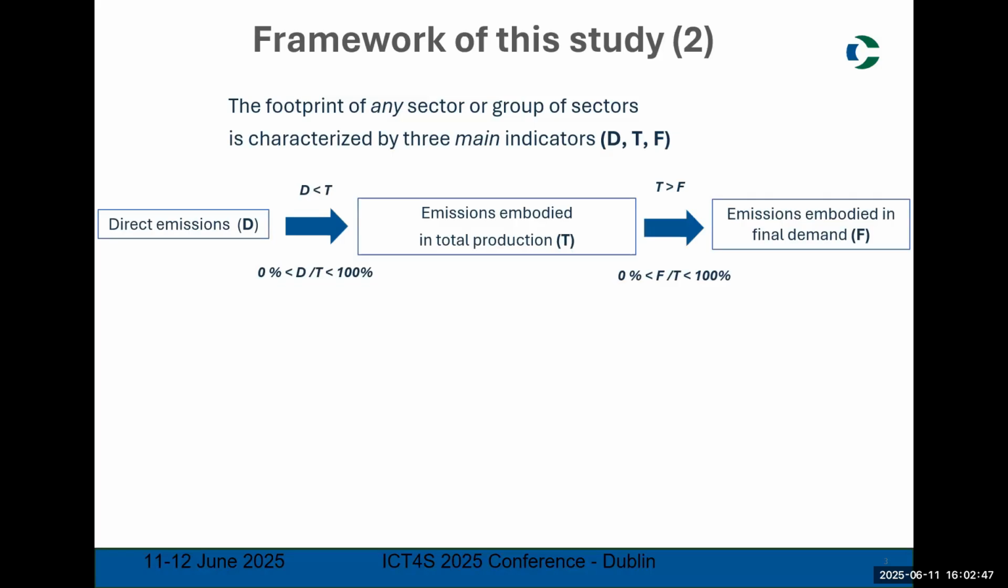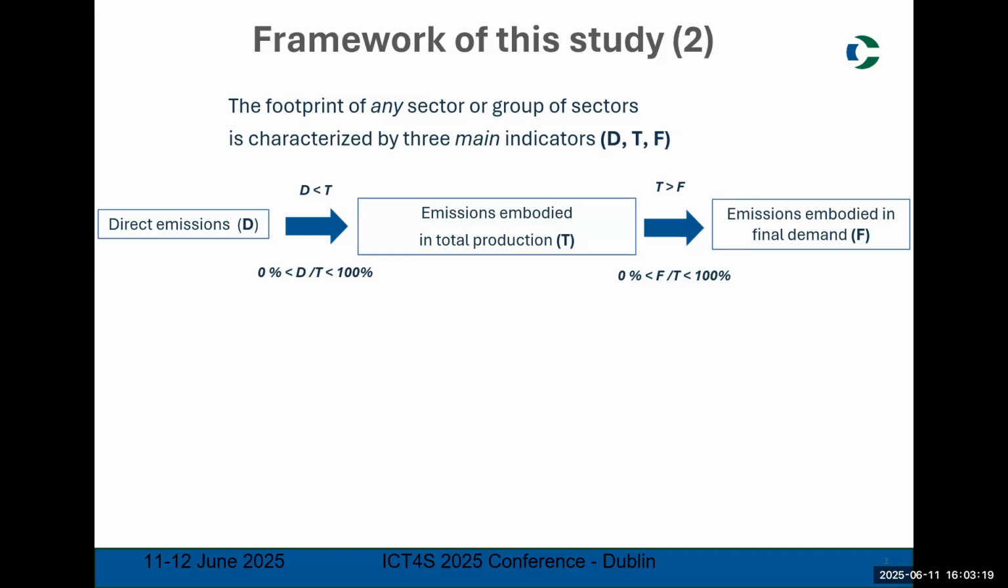That is all emissions generated all along the value chain to produce end user goods and services. It's typically a footprint that is a consumption based perspective. And in between, in the middle, we have the main concept we are bringing here and talking about. It's the emissions embodied in the total production of a sector, noted T.